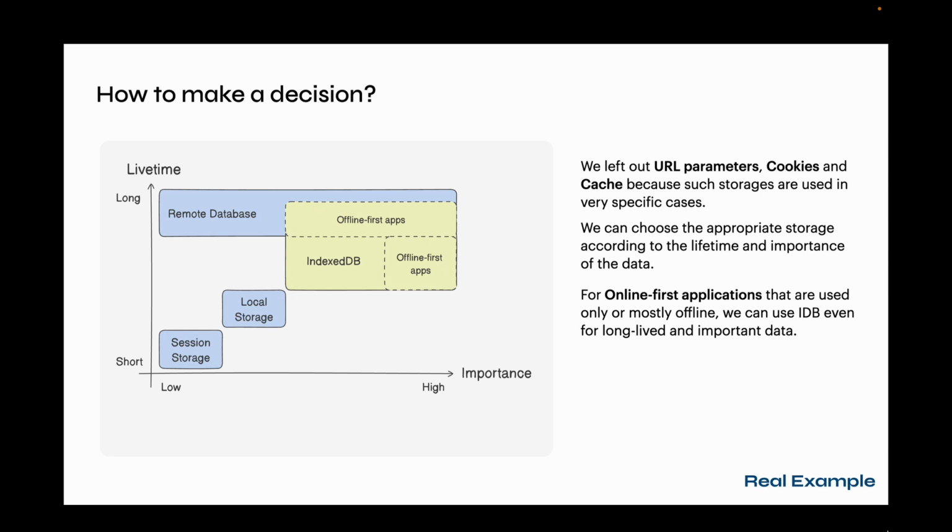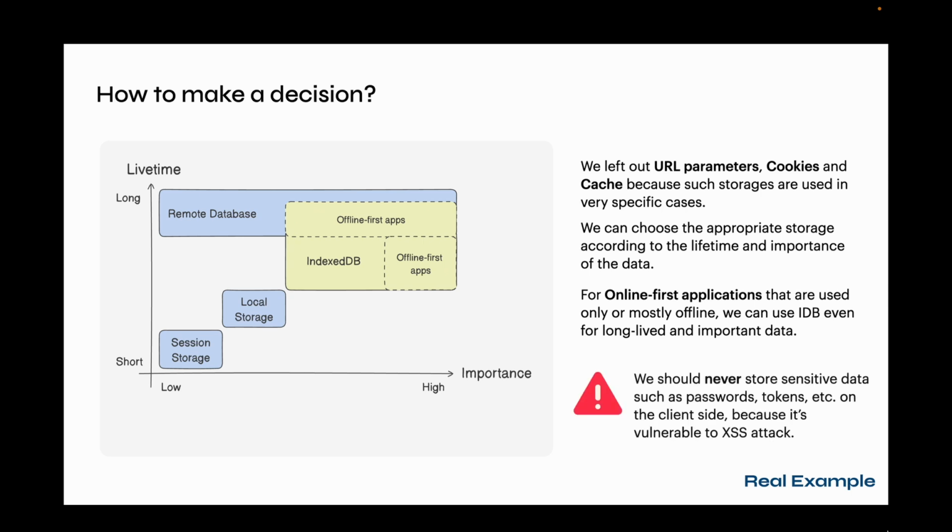The exception is offline applications that are used only or mostly offline, in which case we should use IndexedDB even for long-lived and important data. Another exception is sensitive data such as passwords, tokens, etc. We mustn't store it on the client side because it is vulnerable to cross-site scripting attacks. We should always choose storage based on the actual requirements of the application, and this graphic is just a hint that can help you to make the choice.